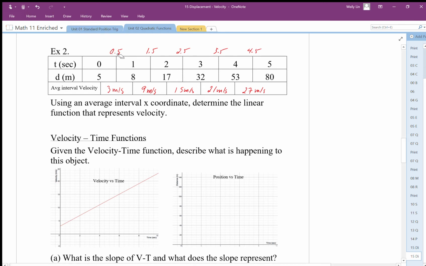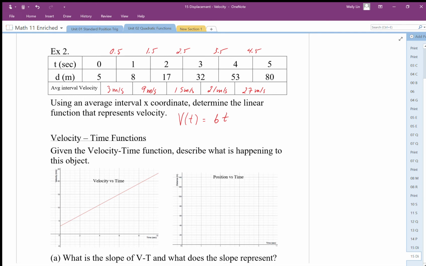So what we can do is work out our function for velocity. The function that represents velocity as a function of time looks like, if the time is 0.5, the velocity is 3 meters per second. So if we do 6 times t, that should do it. We can test that. 6 times 3.5 is 21. 6 times 4.5 is 27. So there is our function that represents the velocity.